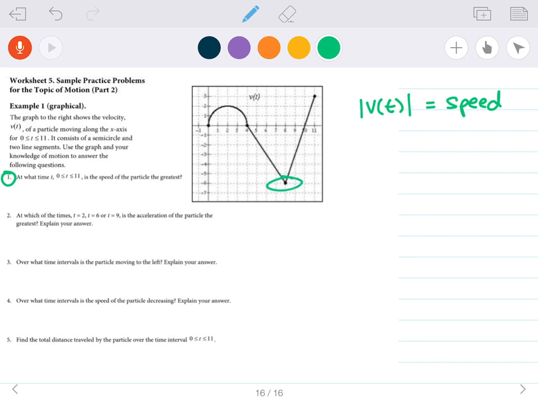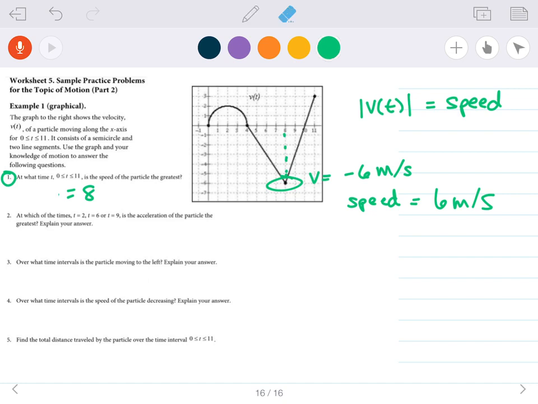And so that's going to happen here, all right? So the velocity is about -6, whatever that may be. I don't know. Let's just say it's meters per second, just to give it some units. And so that tells me that the speed is the absolute value of this, so it's going to be 6 meters per second. All right, so the speed is greatest at t equals 8.